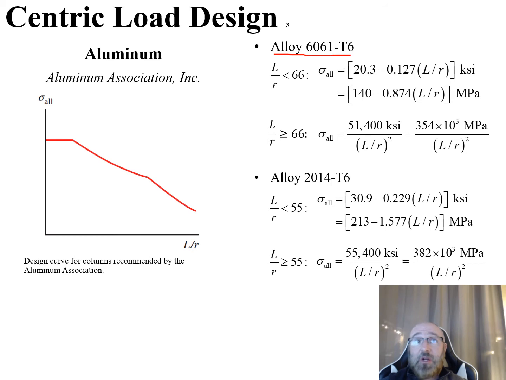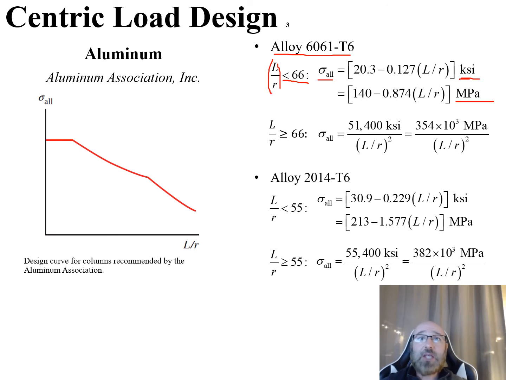For this material, if our slenderness ratio, our L over r, is less than 66, then we have a relationship shown here for our allowable stress. Our allowable stress in two different units, either in ksi or MPa, is given to us. Now, if we're dealing with units of ksi, and again, pay attention to the problem you're working on, look at your units and make sure you're in the correct units.